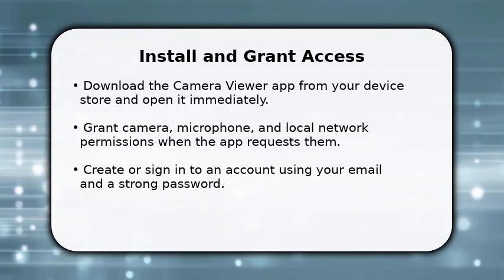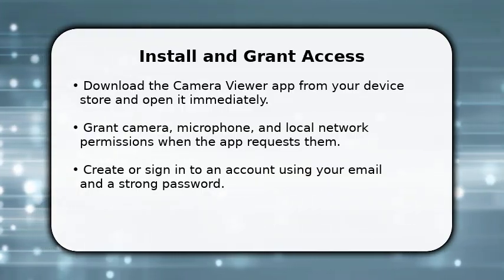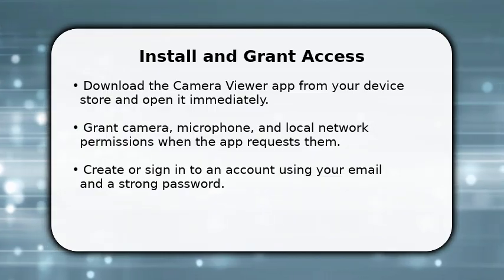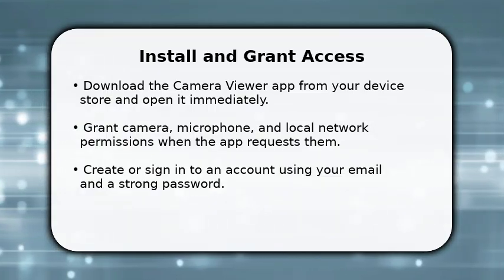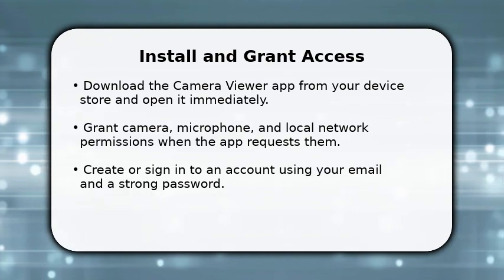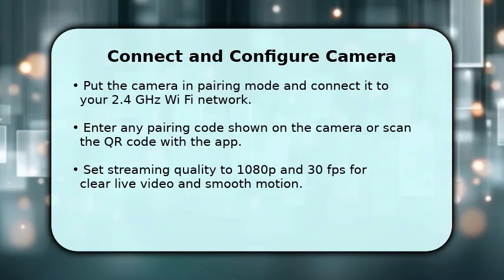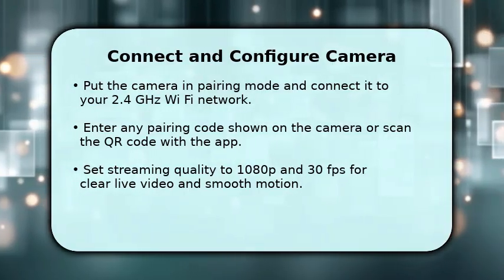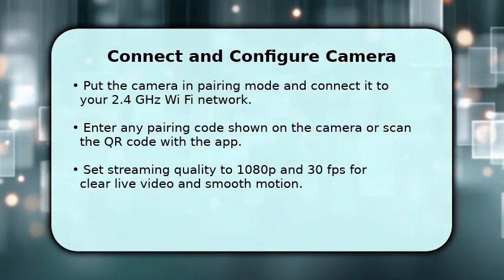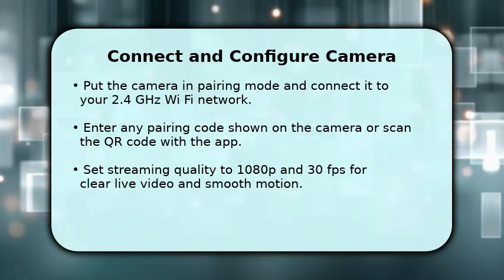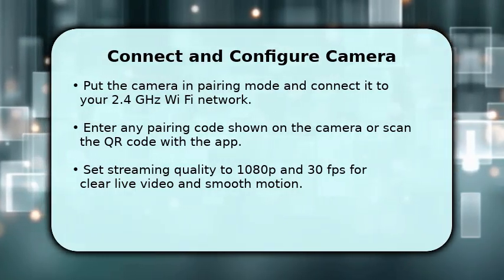Keep your device connected to Wi-Fi during setup to avoid interruptions. Confirm app notifications so motion alerts and important messages arrive reliably. Put your camera into pairing mode, following the manufacturer instructions before you proceed. Connect it to your home 2.4 GHz Wi-Fi network through the app setup screens for best compatibility.